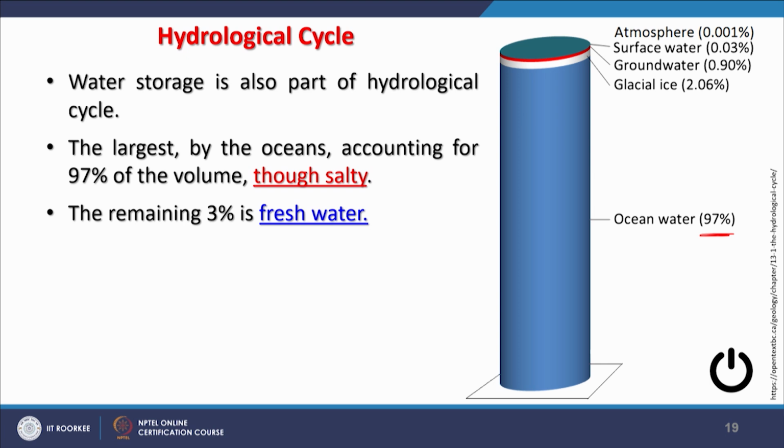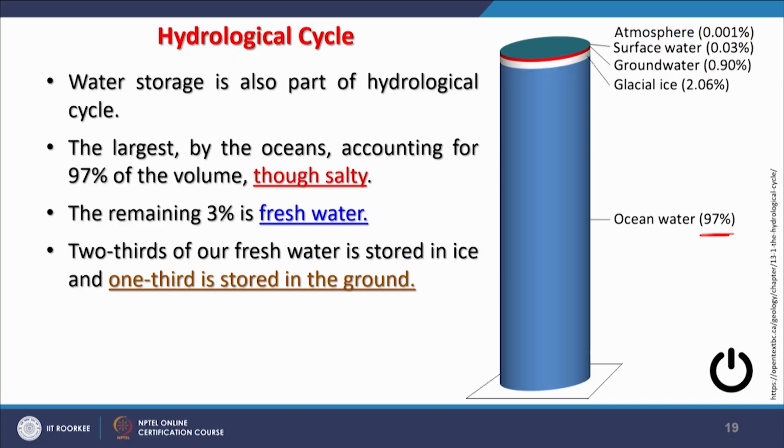Out of the water available in the earth system, only 3% is fresh water, and 2/3 of the fresh water is stored in ice and 1/3 is stored in the ground. So, a very tiny amount, as you can see, 0.9% of total water in the earth system is groundwater. But it is very important for the sustainability of life in many parts of the world, especially in India, as we have seen in earlier discussions, that a large human population and agriculture depend on groundwater.